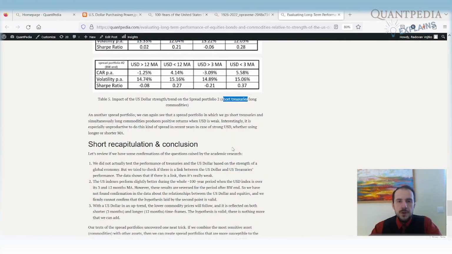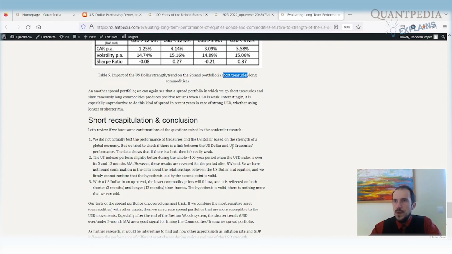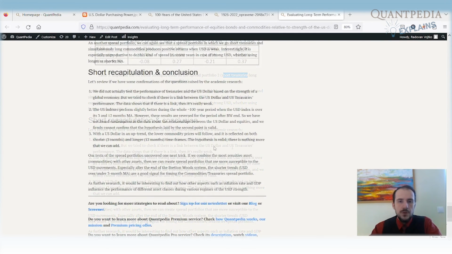That's our conclusion. Very quickly to conclude, the US dollar has a significant predictive power on the commodities, and it has some predictive power on US treasuries, but I would say it doesn't have very strong predictive power on equities.